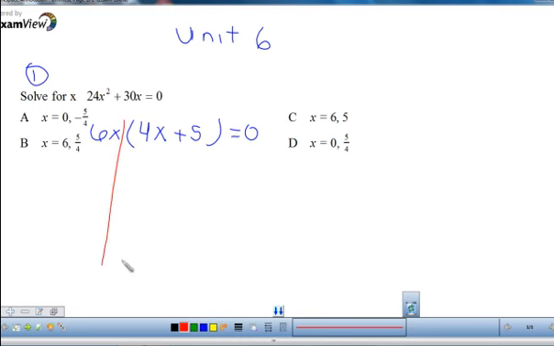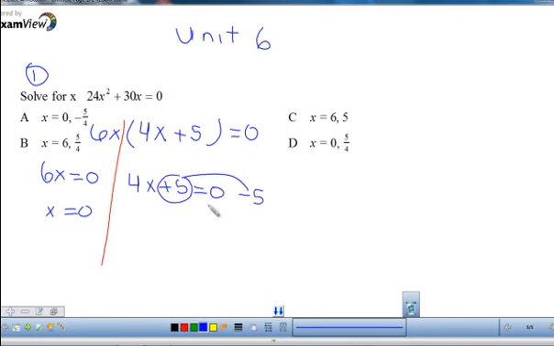So we're going to draw our line, and then we're going to break them apart. So we're going to have 6x equals 0, and 4x plus 5 is equal to 0. So x is equal to 0. We're going to move the 5. So we're going to subtract 5.